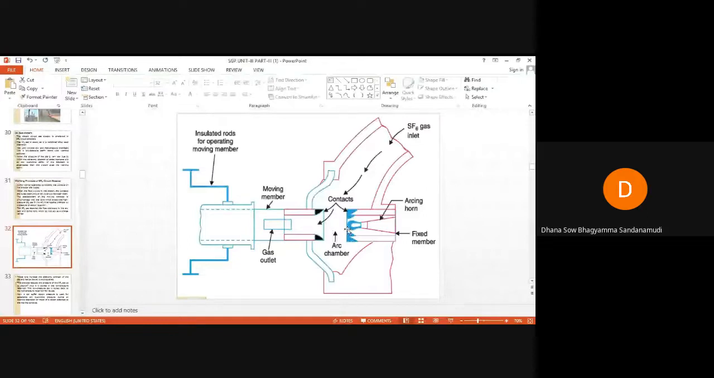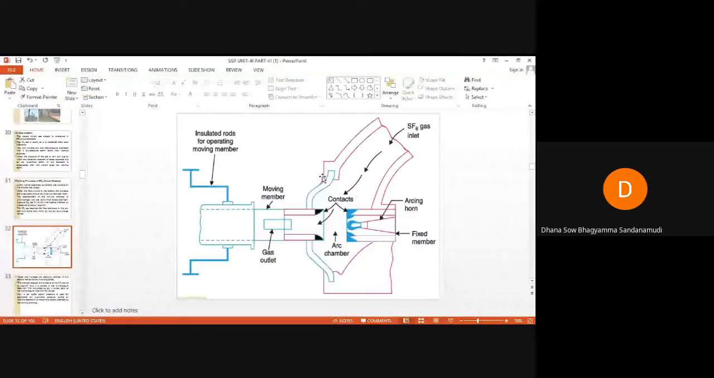The displacement of the moving contact is synchronized with the valve which admits the high pressure SF6 gas. I have told you that there will be an SF6 inlet, and this moving contact will be synchronized to that inlet. As soon as the moving contact is moved away from the fixed contact, the inlet of the SF6 gas also opens. The gas enters the arc interrupting chamber. This is the arc interrupting chamber.